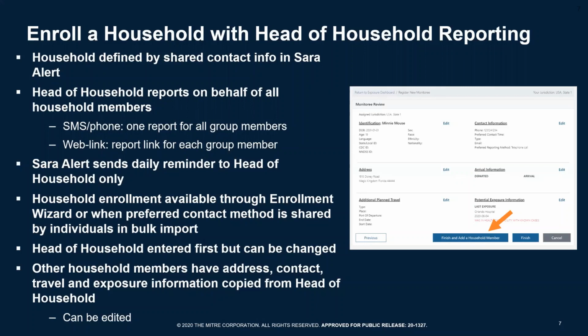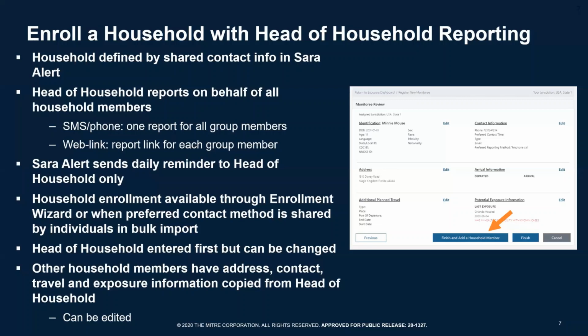Monitorees are automatically linked into a household within Sara Alert if they share the same reporting method and associated contact information. So, if there are several monitorees that, say, selected the emailed web link option and share the same email address, Sara Alert will automatically link them into the same household. If there are other monitorees in the system that don't share the same contact information, but a Sara Alert user still wants them included in a household within Sara Alert, that monitoree could still be added to that household manually, as we will step through shortly.